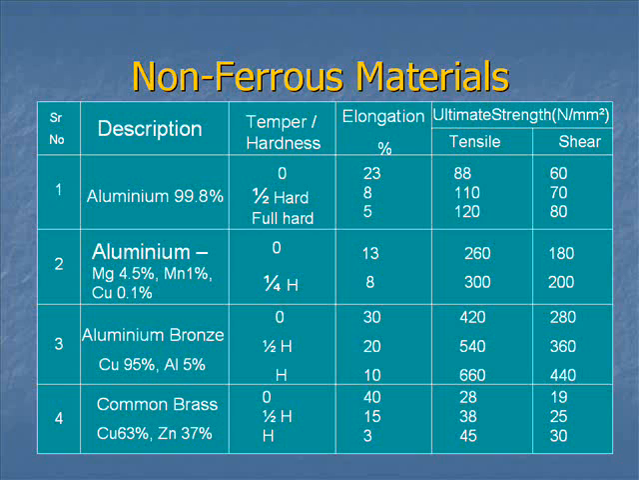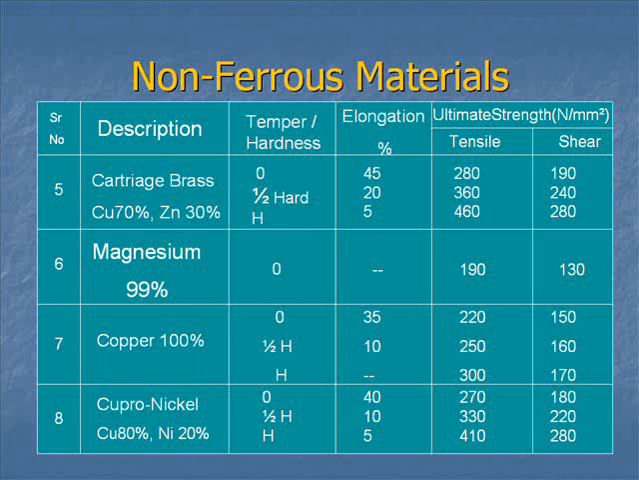Aluminium bronze, copper 95%, aluminium 5%. Common brass, copper 63%, zinc 37%. Fifth, cartridge brass, copper 70%, zinc 30%. Magnesium 99%, copper 100%. Cupro nickel, copper 80%, nickel 20%.